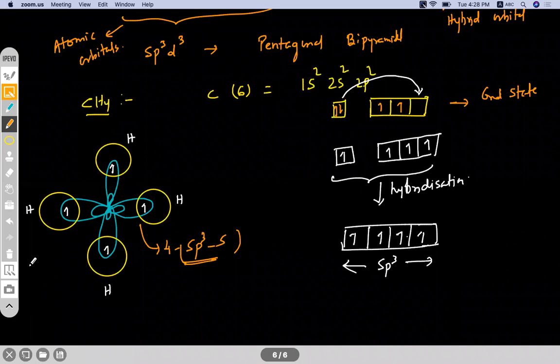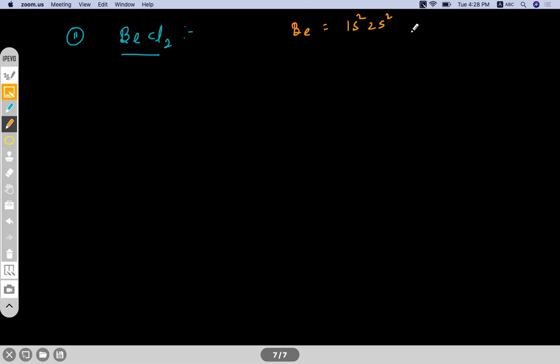Now, one more example. Suppose we have BeCl2. Hybridization we need to find out. Beryllium is 1s2, 2s2, and the 2p orbital is vacant. There is no electron present in this 2p.